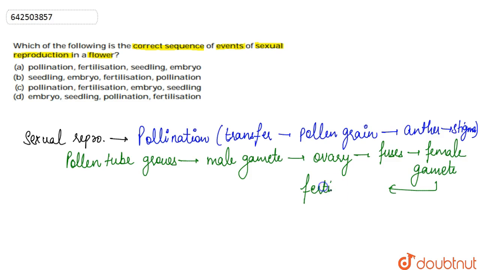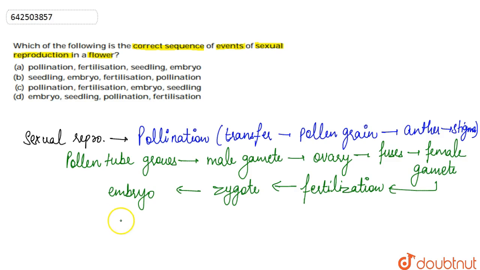So the next event is fertilization. Once fertilization of the male and female gamete is done, the zygote is formed, and then the zygote undergoes mitosis and further development that leads to the formation of the embryo. Then from the embryo, seedlings come out. So the first event that occurs is pollination, followed by fertilization, then the embryo is formed, and lastly the seedlings come out.